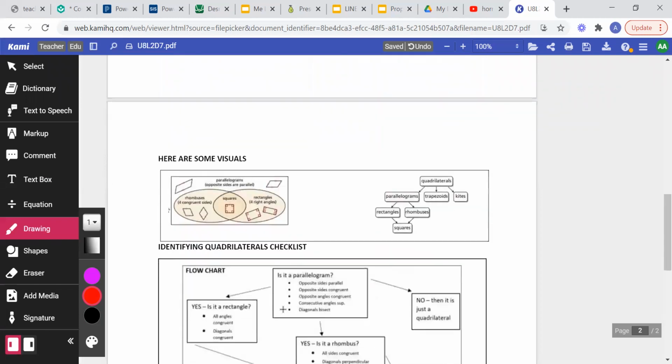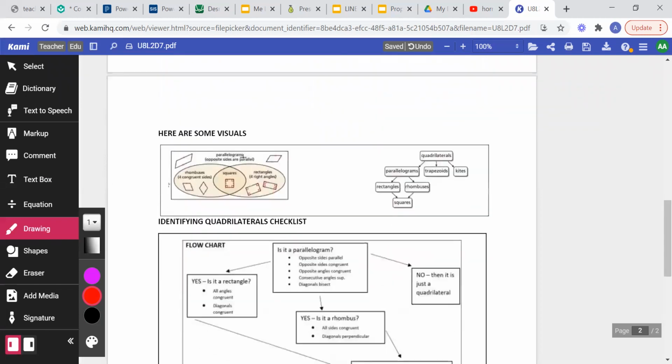So after finishing that, you're going to see here parallelogram, opposite sides are parallel. Since opposite sides are parallel, you can see that in a rhombus, opposite sides are parallel, but each of the sides is congruent. While in a rectangle, opposite sides are parallel, but each of the angles is congruent. But both specialities are encompassed in the square. A square has both diagonals that are congruent and diagonals that are also perpendicular.